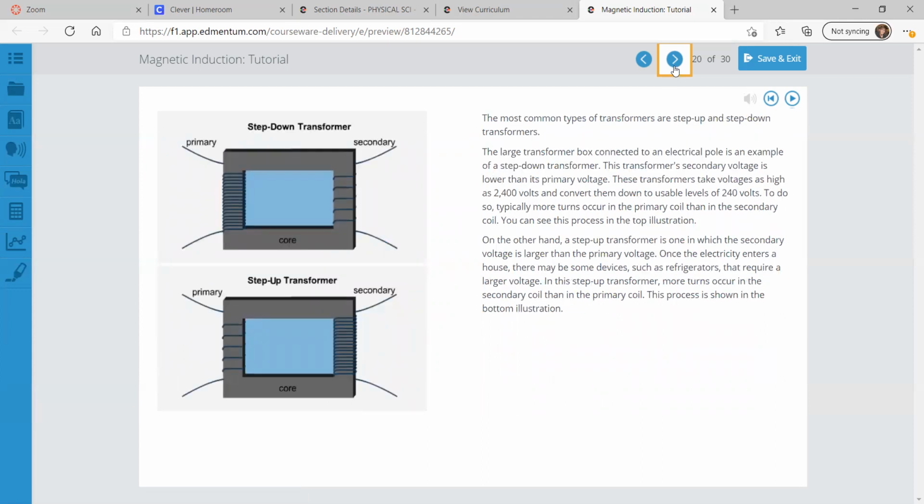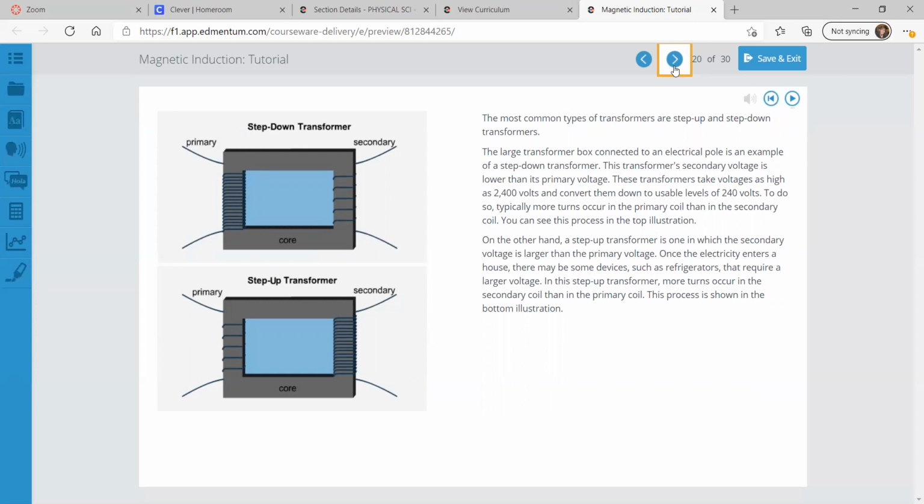The most common types of transformers are step-up and step-down transformers. The large transformer box connected to an electrical pole is an example of a step-down transformer. This transformer's secondary voltage is lower than its primary voltage. So what's coming into it is higher than what is going out of it. These transformers take voltages as high as 2400 volts and convert them down to usable levels of 240 volts.